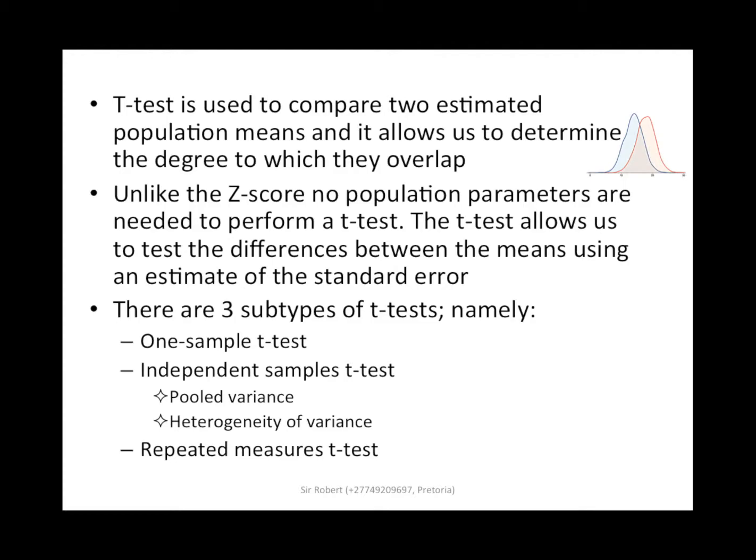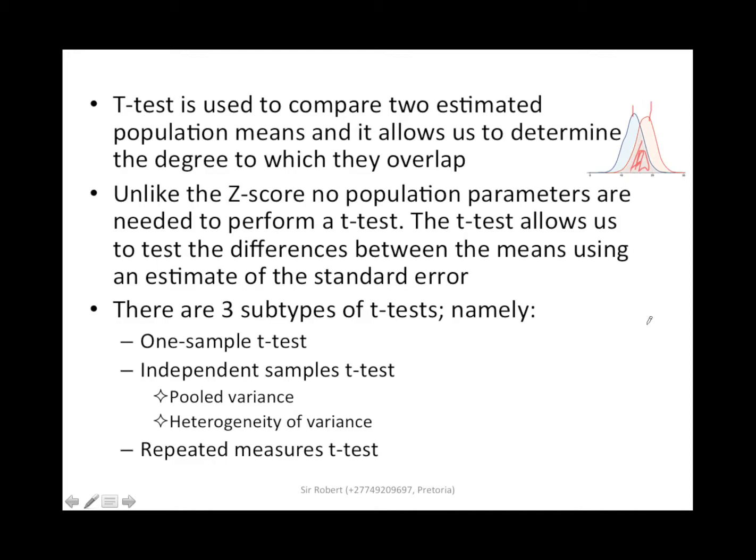T-test is used to compare 2 estimated population means, and it allows us to determine the degree to which they overlap. So we can have 2 estimated population means and the degree where they overlap. Basically, we've got estimated sample 1 and sample 2, and the degree in which they overlap is this one. So that's how t-test is used. We want to compare 2 estimated population means.